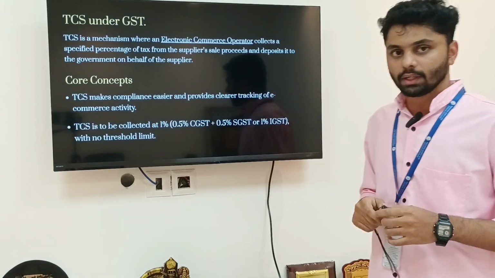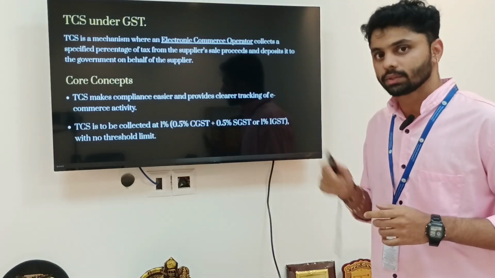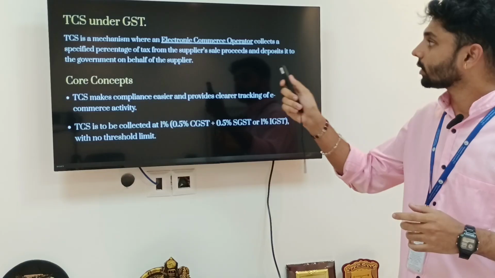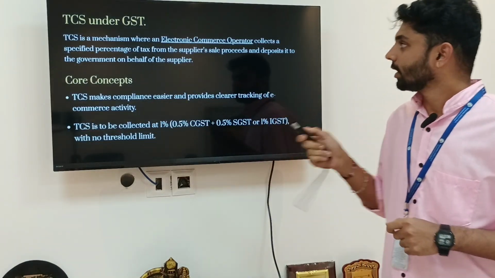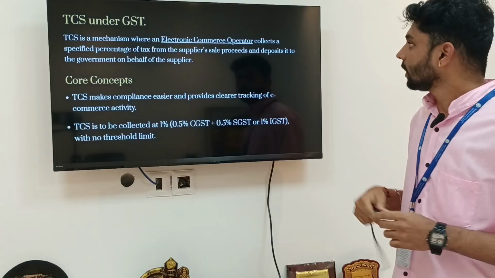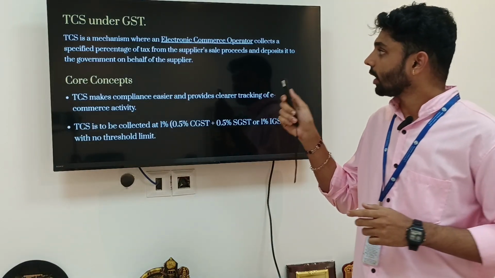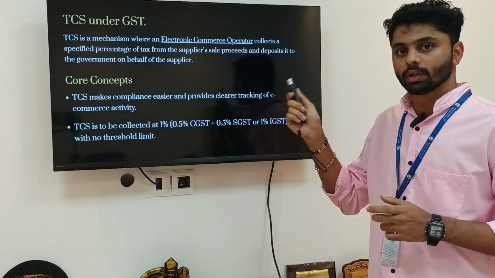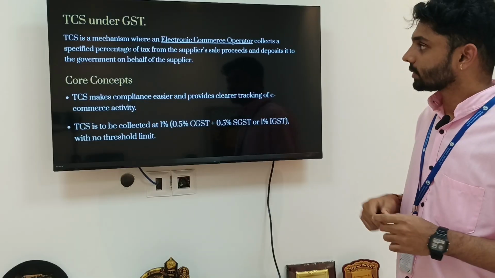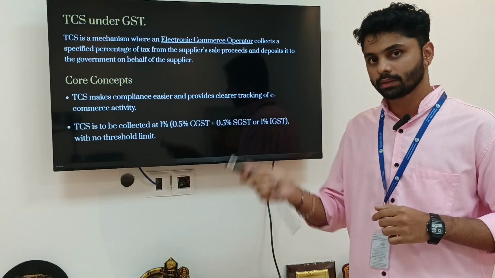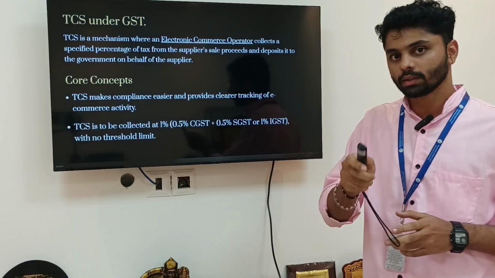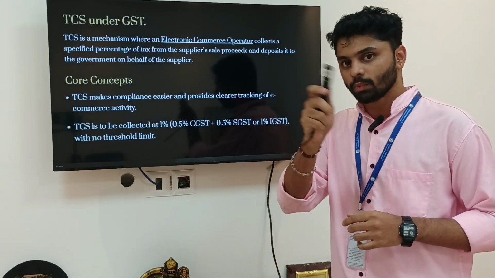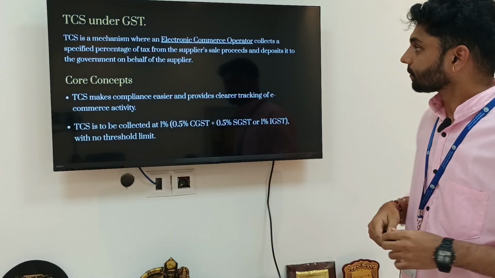Next is TCS. TCS is a bit unique because TCS only applies to electronic commerce operators. They collect a specified percentage of tax from supplier sale proceeds and deposit it to the government on behalf of the supplier. So the electronic commerce operator works as a middleman between supplier and recipient, and he collects the amount from the recipient and collects a certain tax and later deposits that amount to the government.